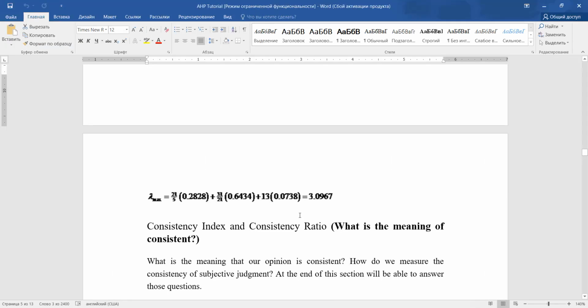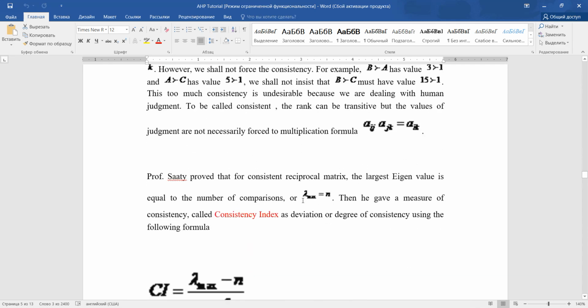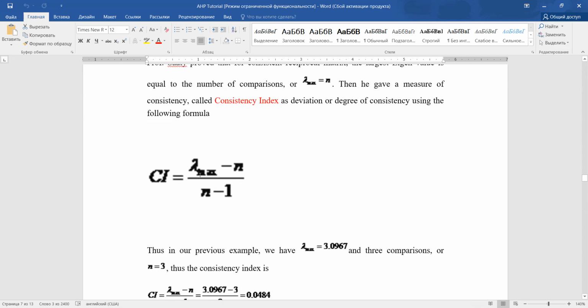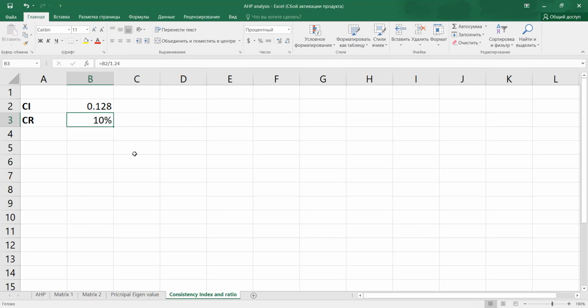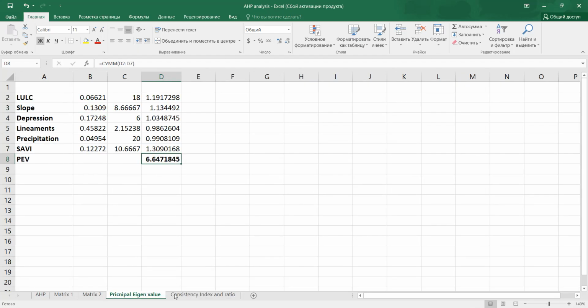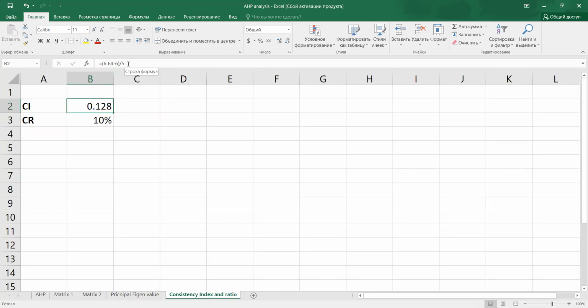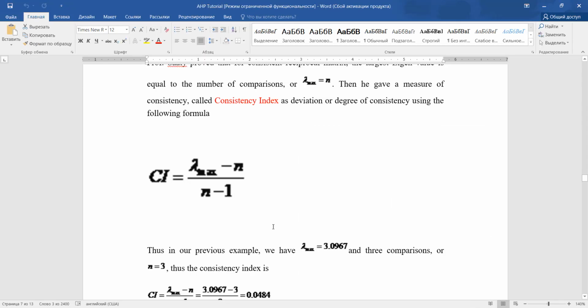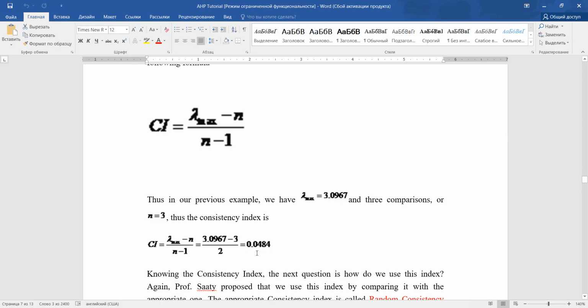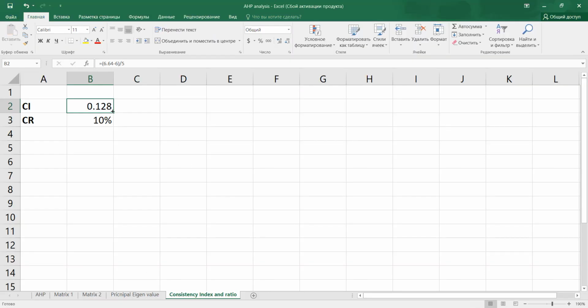So just glance back at our example. This is our principal eigenvalue minus the number of things, in our case 6, divided by the number of things minus 1, in our case 5. So the principal eigenvalue, this value minus 6, divided by 5. So I have this consistency index. They have 0.04. In my case, it's 0.12, almost 13.